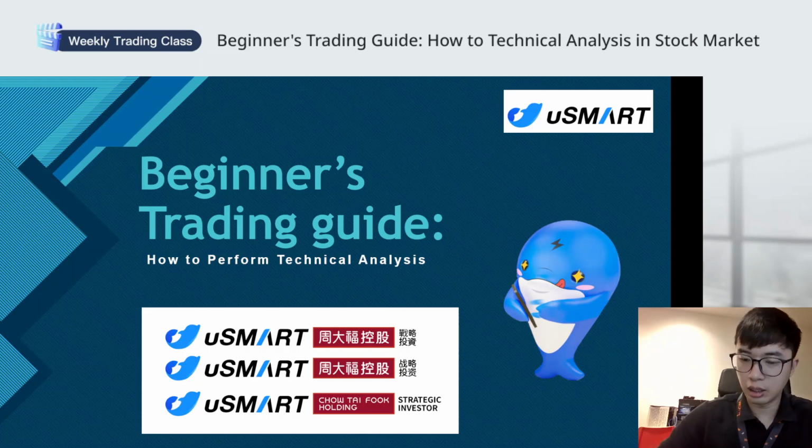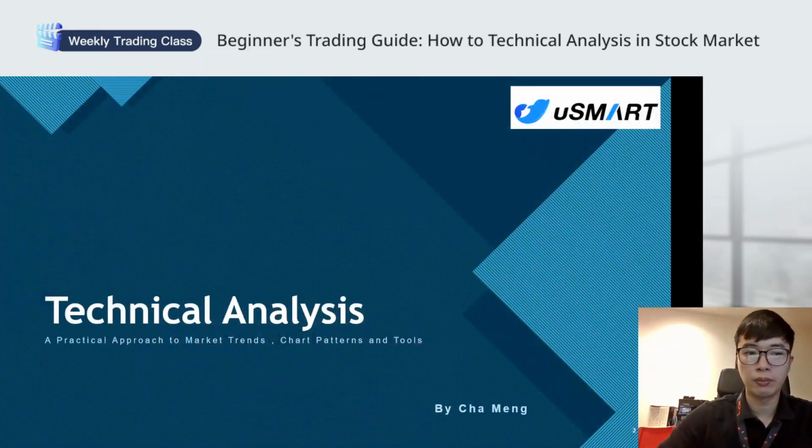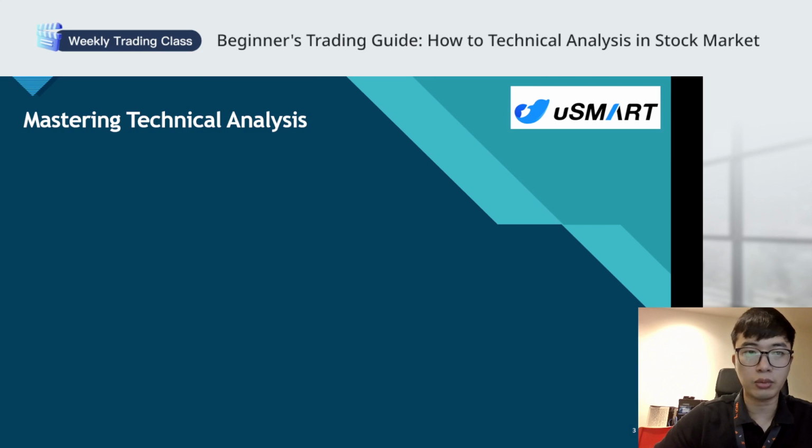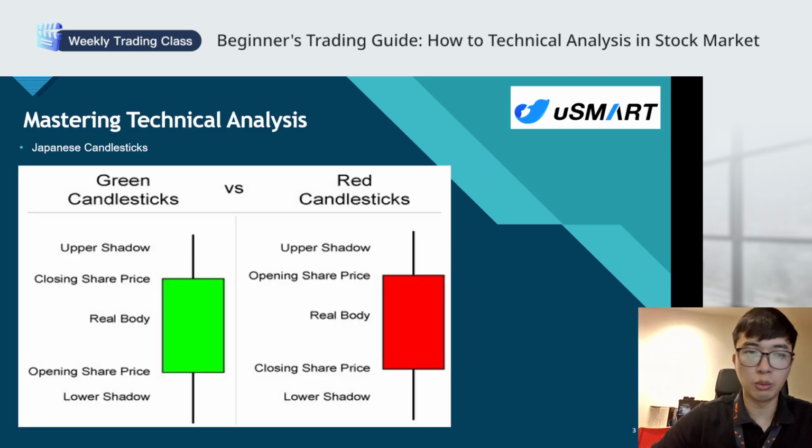So what is technical analysis? Technical analysis is a type of analysis where we use the stock price chart to look at and analyze where to enter and where to exit the market. And usually in technical analysis, we use Japanese candlesticks. So what are Japanese candlesticks? If you open your apps, you can see the charts usually come with these Japanese candlesticks.